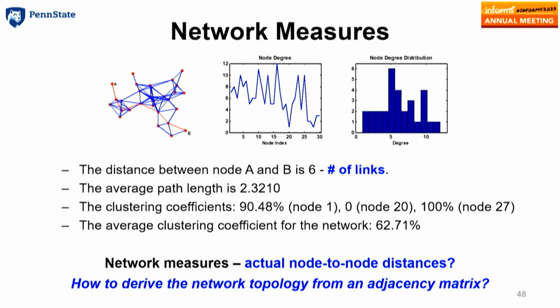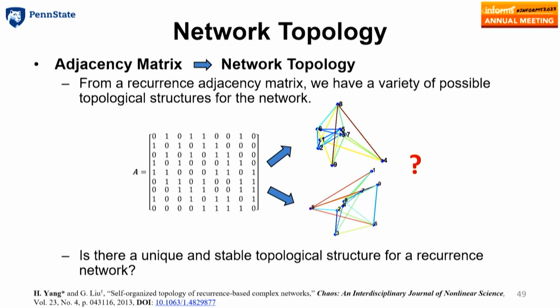But in the adjacency matrix, we only count one or zero. So for network measures, can we not base them on one or zero, but use the actual node-to-node distance? If we want to use the actual node-to-node distance, then we have to derive the network topology from the adjacency matrix. That means, given an adjacency matrix, self-organize a topology for me. But the adjacency matrix, you see, is 0 and 1. How can we go from the adjacency matrix to a topology?